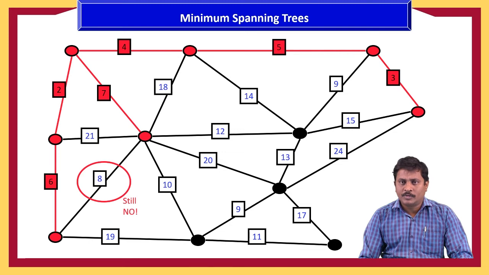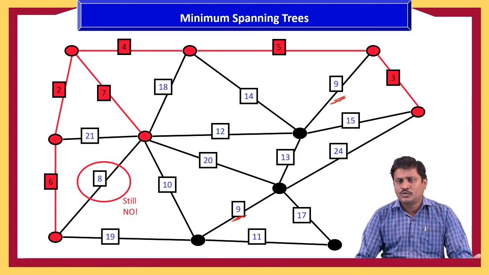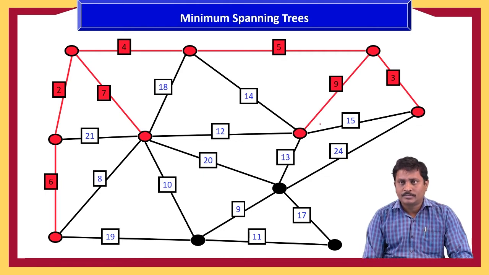Next we choose minimum cost value 9. Here this 9 is there, and also another 9 here is there. So we choose any one. Suppose we choose this one.